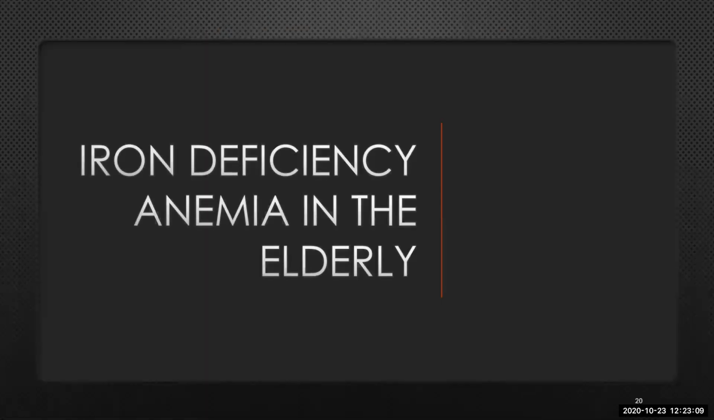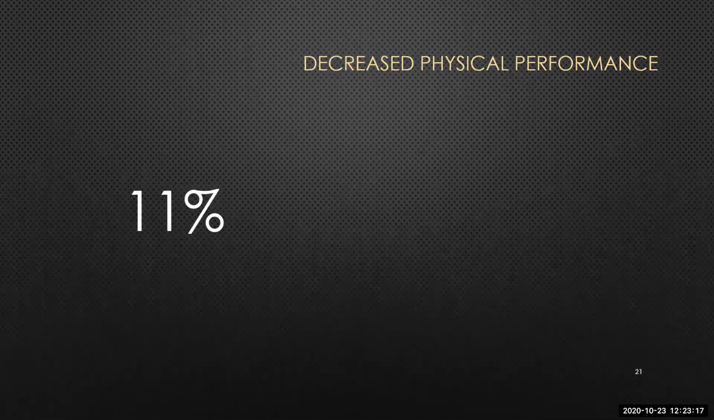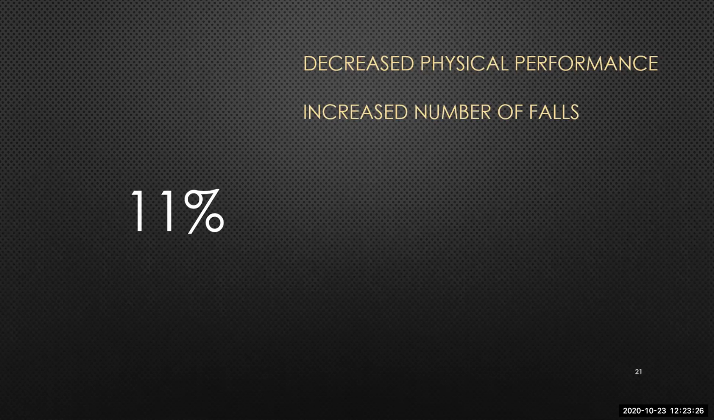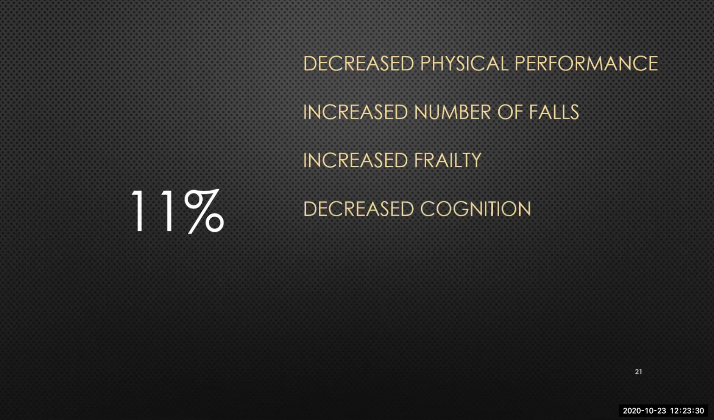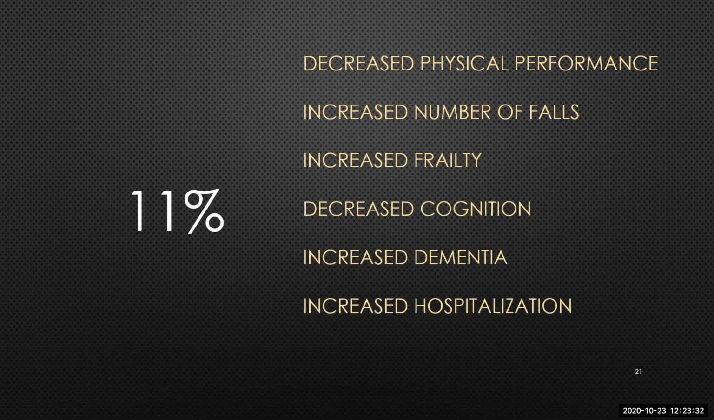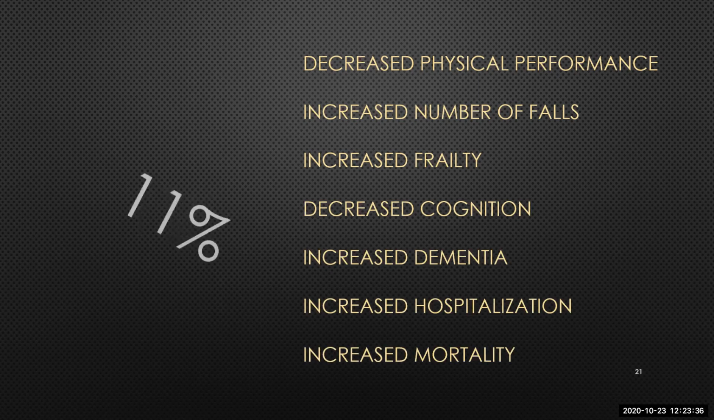Okay, so let's do this for a different example. We'll talk about iron deficiency anemia in the elderly. Why is iron deficiency anemia in the elderly maybe different than in younger patients? We know that IDA in elderly patients is associated with decreased physical performance, increase in number of falls, frailty, poor cognition, increased dementia, increased hospitalizations, and increased mortality.